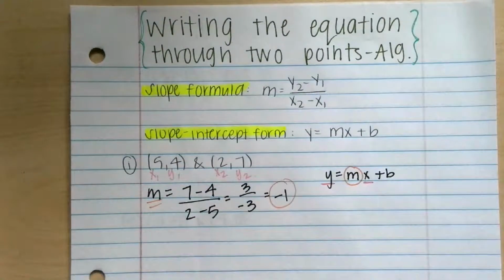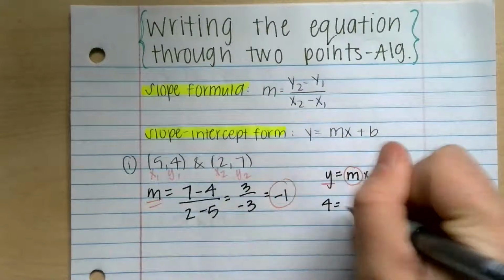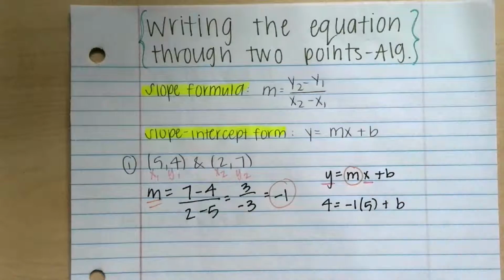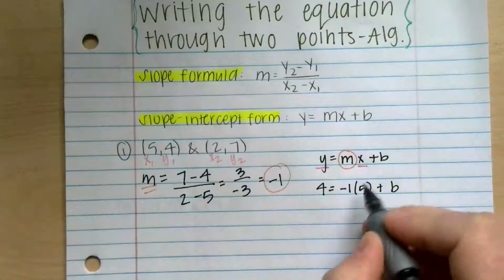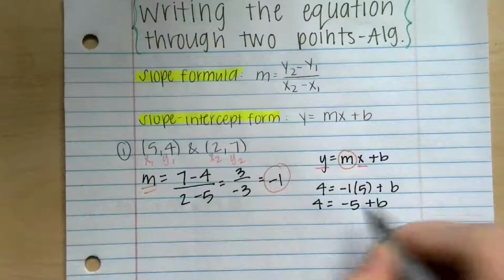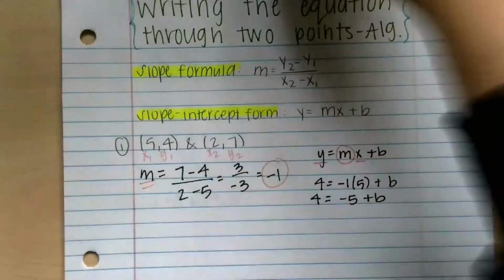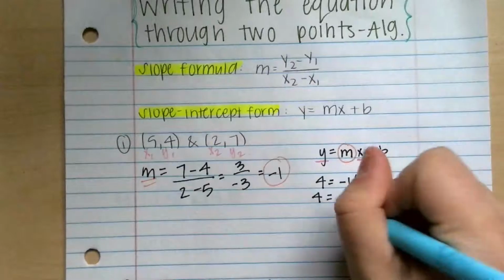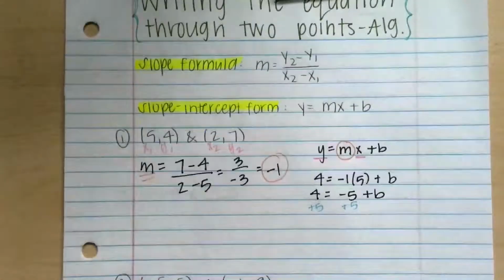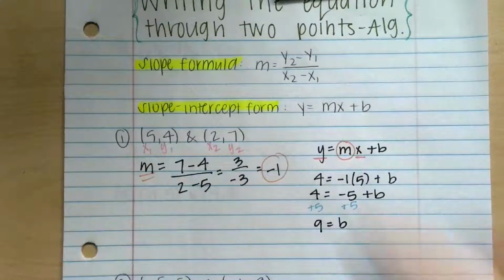All right, so what that's going to look like, if we use this first one, right, we'd have 4 equals negative 1 times 5 plus b. All right, we got to do this negative 1 times 5, negative 5 plus b. The way we get rid of a minus 5 is we'd add 5 to both sides. So let me just do a different color so we can see that difference of steps. All right, 4 plus 5 gives us 9. So we have 9 equals b.